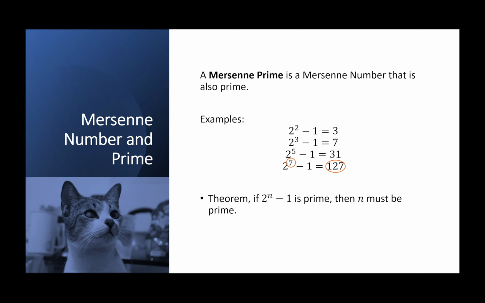Now, let's move to Mersenne numbers and Mersenne primes. This is also a well-known concept in number theory. It is named after the French mathematician Marin Mersenne, and a Mersenne number is in the form of 2 raised to n minus 1, where n is a positive integer.